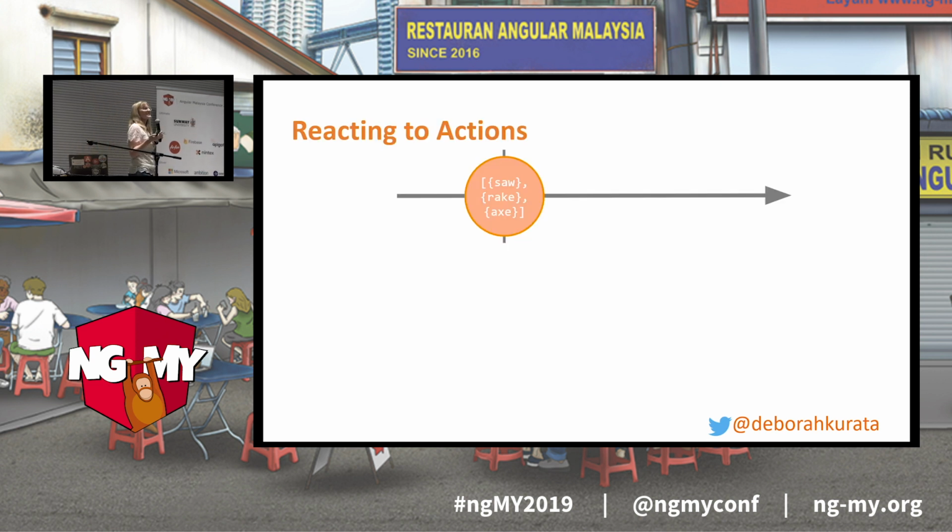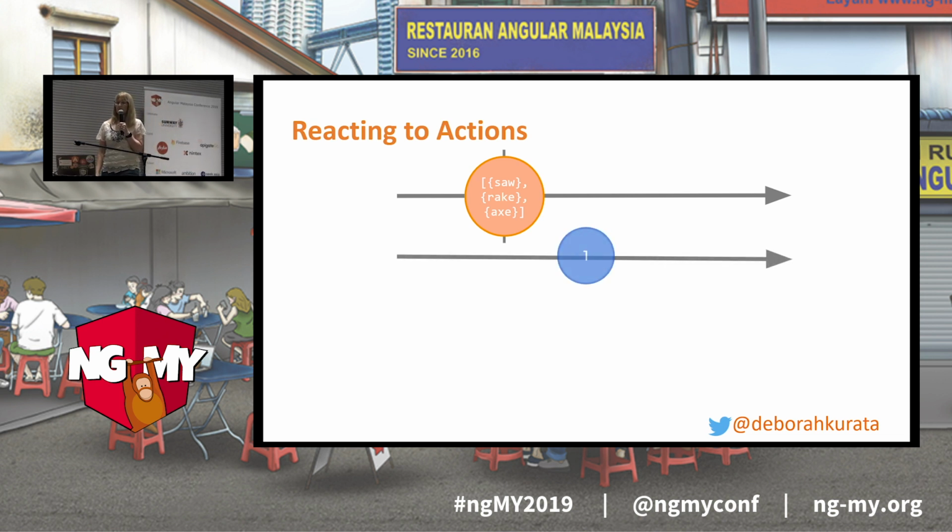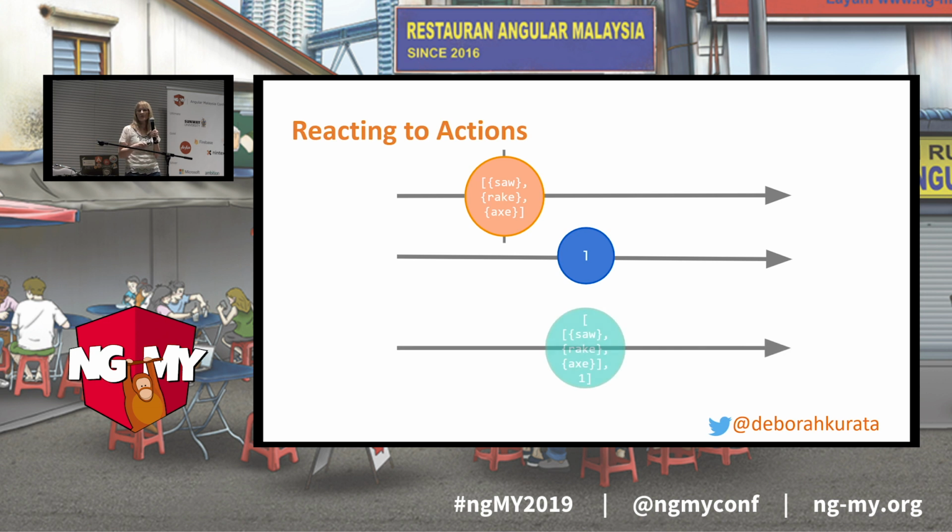All right, so we've already said that our data stream is one and done. We have our set of data, and here I was able to fit 3 products in there: saw, rake, and axe. So it's an array of products. How do we react to actions? Well, we can create another stream with the actions in it. When the user clicks 1, we put the 1 in the stream. If we combine those, we can get all of the data for both streams. Then we can put it through our pipeline and do something with it.